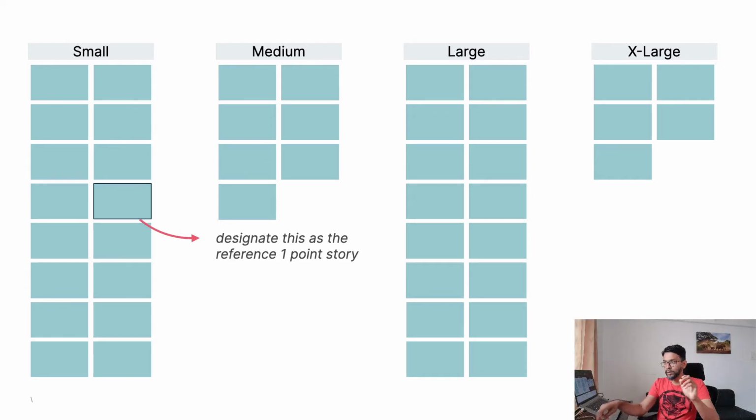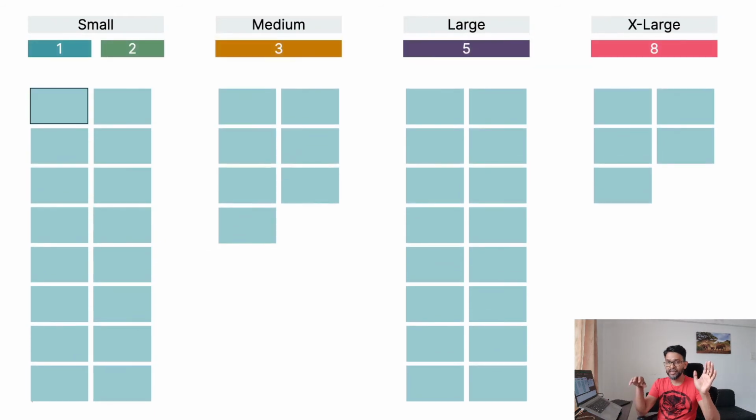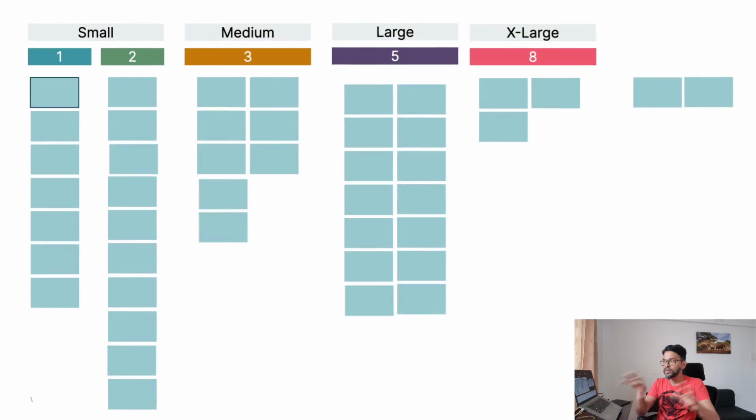Now, what you want to do when you've made these designations is a little bit of a sanity check. Is the 1 pointer looking like a 1 pointer? Are the 2 pointers looking like 2 pointers? Are the 3 pointers looking like 3 pointers? So on and so forth. Which means that you will probably have to move some of the stories around, and you will probably find some stories that are even bigger than 8 pointers.